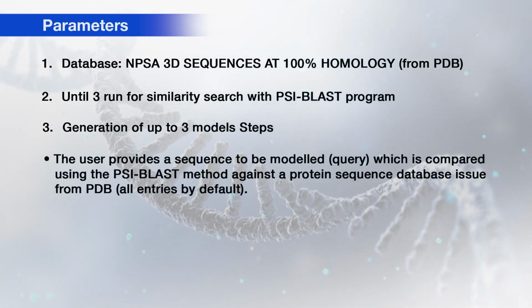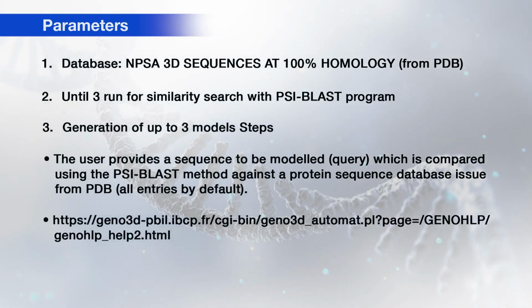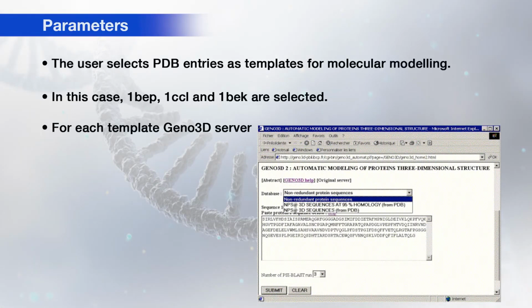The user, when using this page, will provide a sequence to be modeled, which is compared using SciBlast. It is a part and a flavor of the Basic Local Alignment Search Tool. The method searches against a protein sequence database from PDB, and all entities and structures will be retrieved. Next, the user will select PDB entries as templates for molecular modeling. In the example we have taken, 1BEP, 1CC and 1BEC can be selected as the templates on the basis of E value, that is the expected chance mutation, query coverage and the statistical parameters considered here.